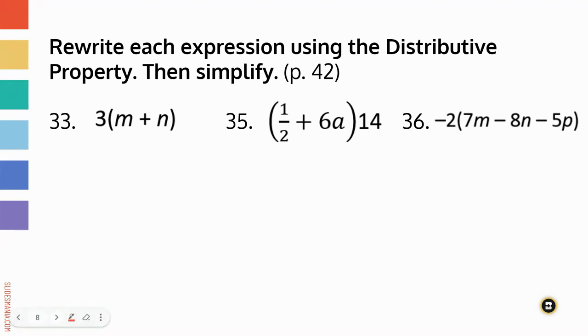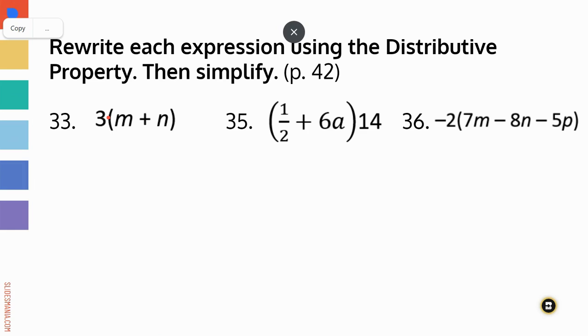Okay, we want to rewrite each expression using the distributive property, then simplify, and this is on page 42 in your book. So starting with number 33, we're going to take that number that's outside the parentheses. Remember, anytime you see a number outside parentheses, and there's no operation next to it, that means it's multiplication.